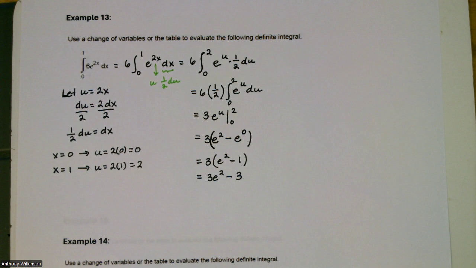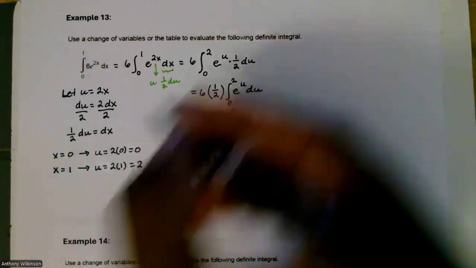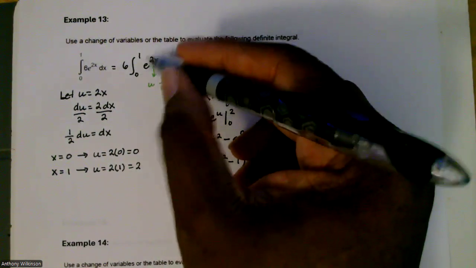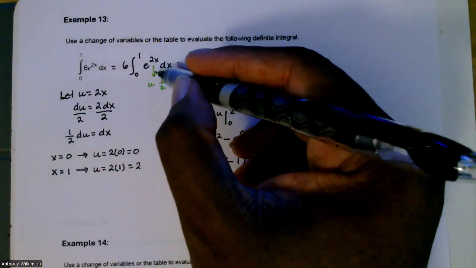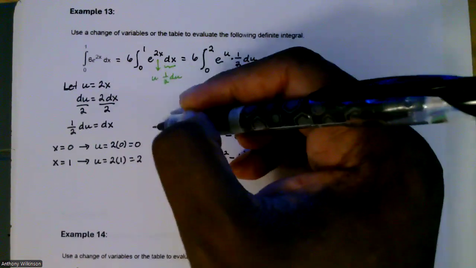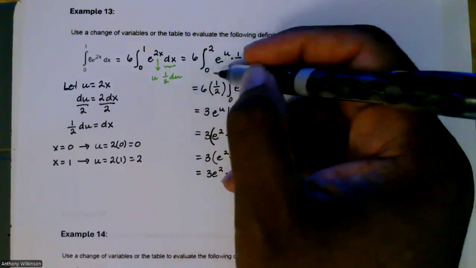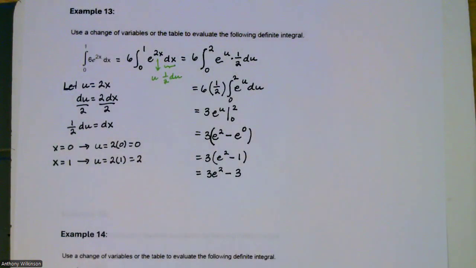So here we can change our limits of integration. These limits of integration from 0 to 1 was for x. Then when I change the integration limits from 0 to 2, that's going to be for u. And then just substitute the u with those u limits.